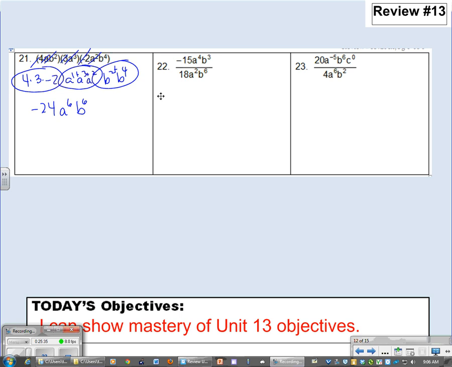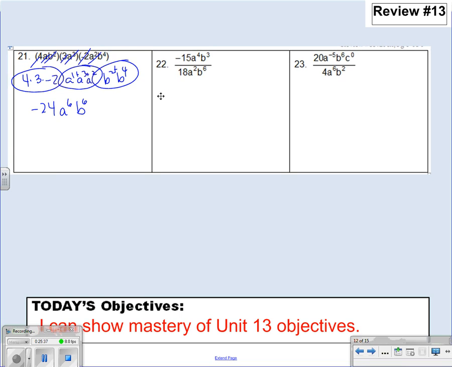Next one's division. So negative 15. We're going to split up the numbers and the variables. Over 18. We have 4 a's on top, 2 a's on the bottom. 3 b's on top, 6 b's on the bottom. Reduce negative 15 over 18, it is negative 5 over 6.